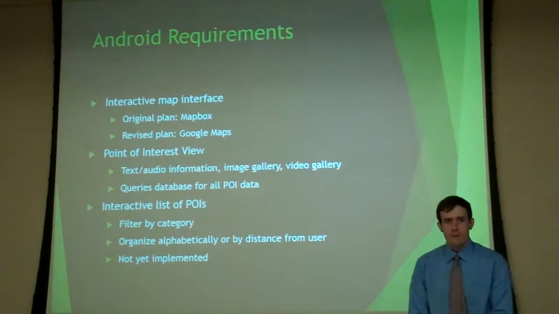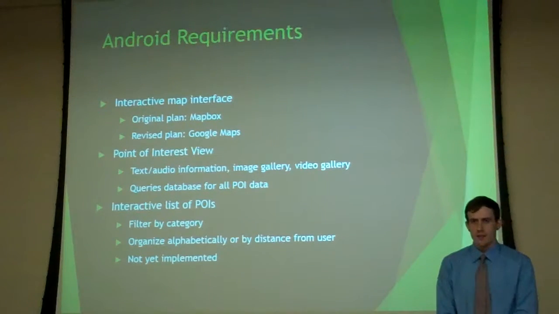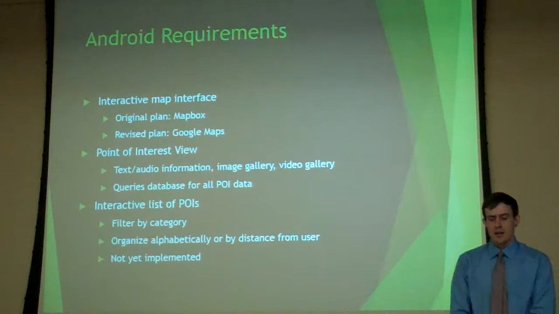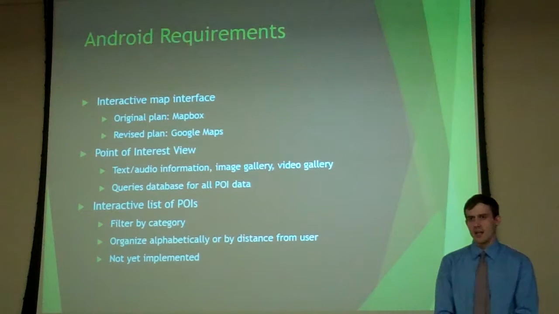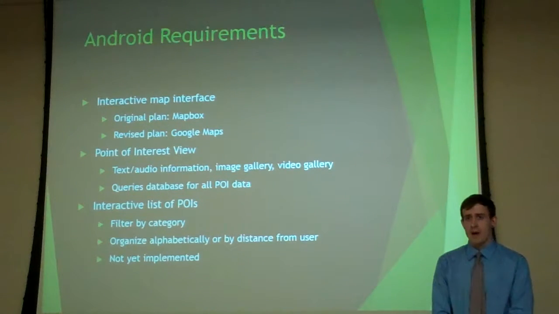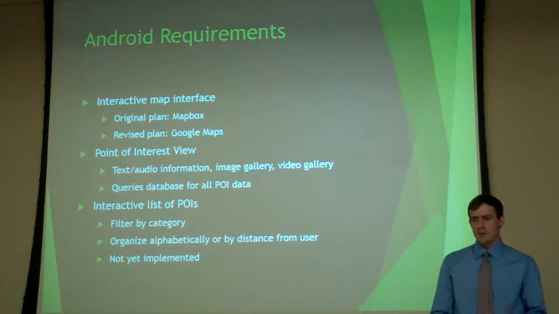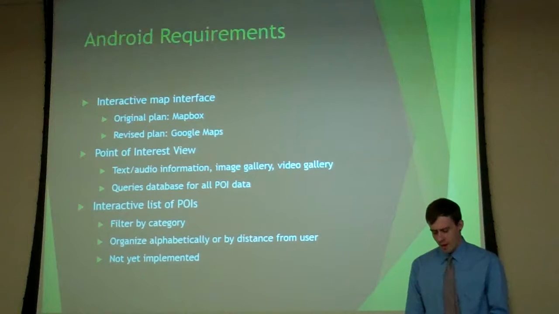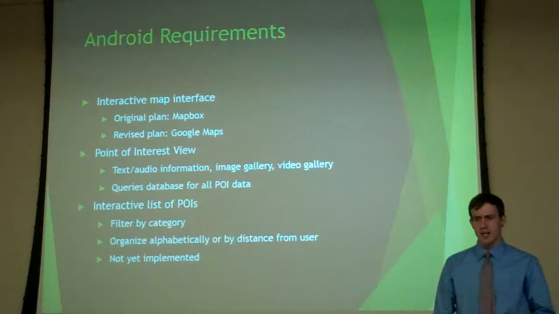So previously, for our map interface, we were going to be moving forward with Mapbox API, but as we got into working with that, we discovered it did not have the capabilities we really wanted. So we moved to Google Maps, which has a lot more functionality, and we are able to implement the things we want how we need to. The point of interest view is coming along nicely. It will display text and audio for the point of interest, the title, videos, and any images.